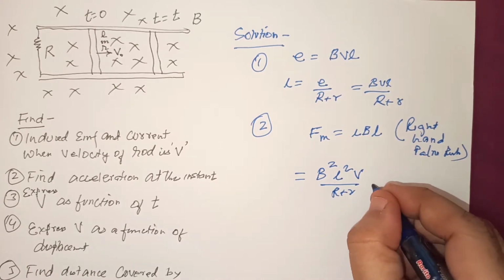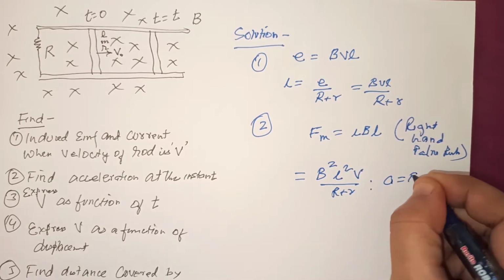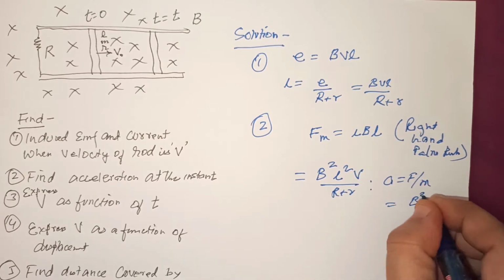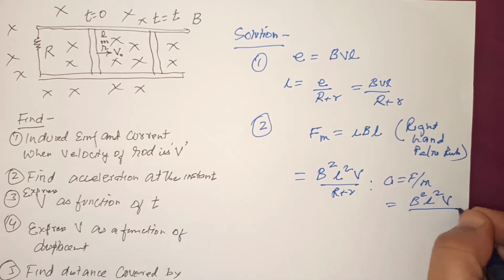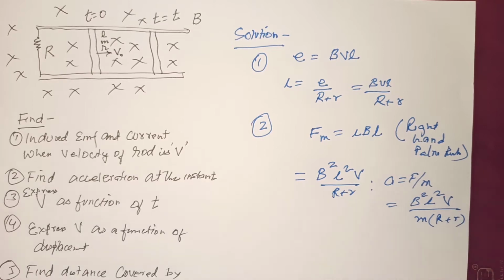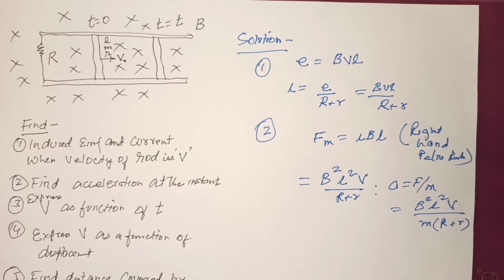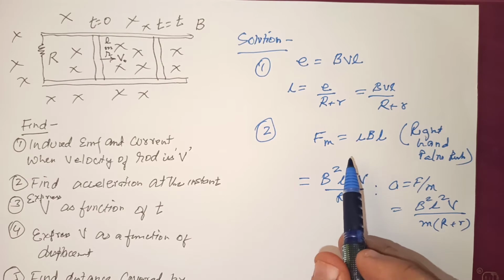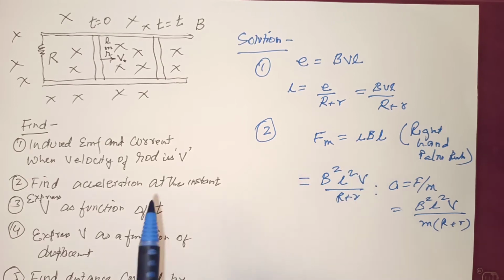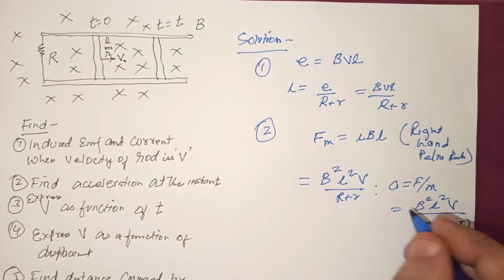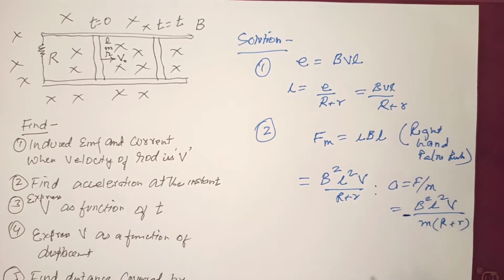Now acceleration would be nothing but F by M. So we can just write it as B square L square V by M into R plus r. Very good. Now one thing you have to remember is this force is a retarding force because it's trying to stop the rod moving ahead. So I can write acceleration is basically minus of this.